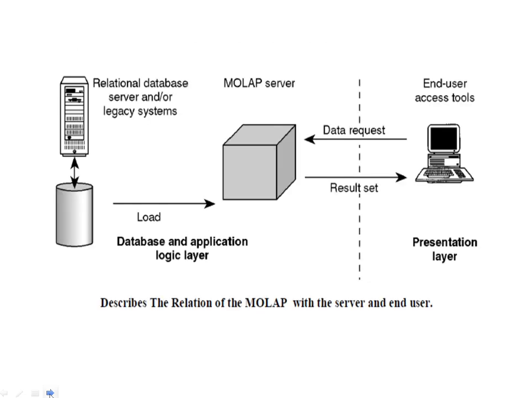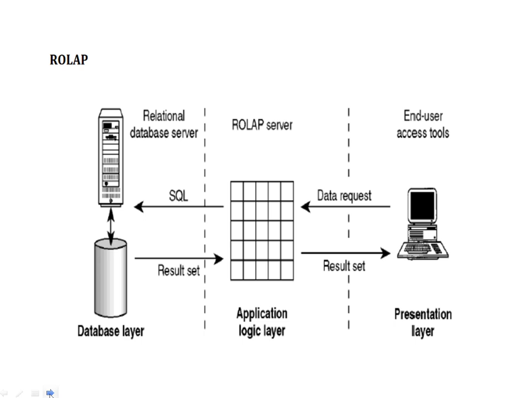And you have the relational database server and the legacy system. You have the OLAP server, data request and result set, and the end user access tools and presentation layer. You can describe the relations of MOLAP with the server and the end user. Then there is ROLAP: we have the relational database server, then the transfer of information of database sets in SQL. Then the ROLAP server transfers the request to the end user side and presentation layer. You get the results.